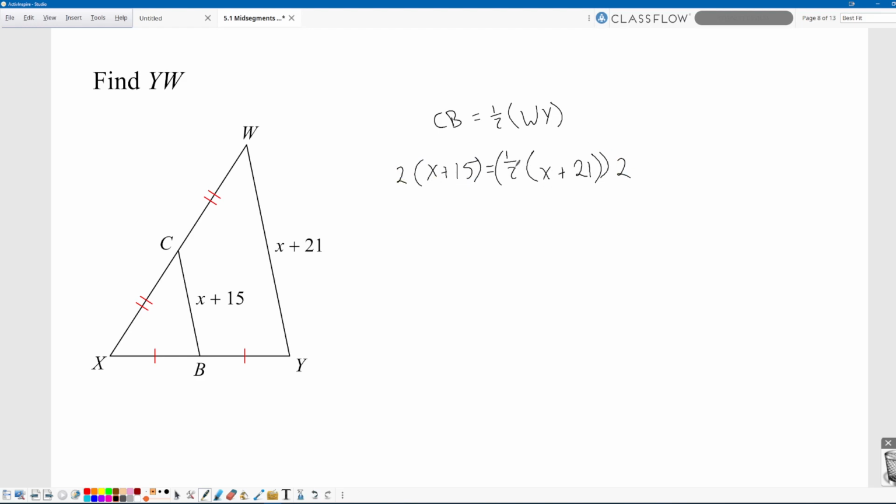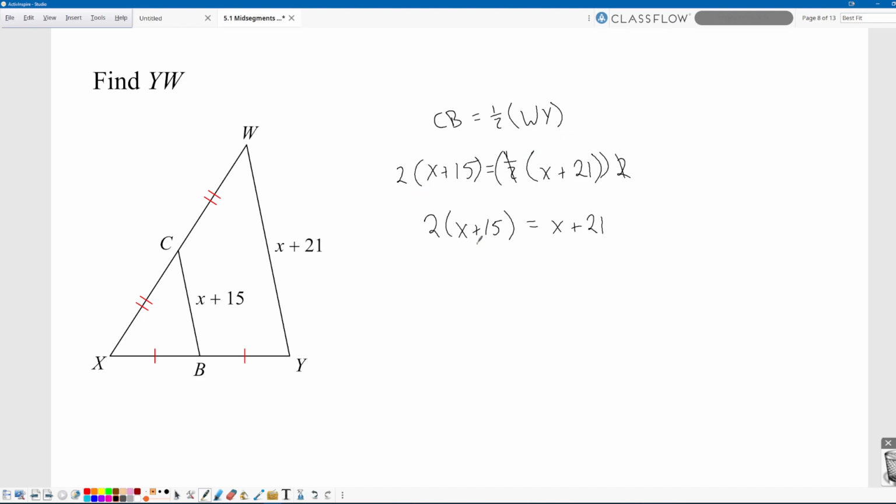When you multiply both sides by 2, this half times 2 cancels out. So you end up getting 2 times x plus 15, which I'll just leave for right now and deal with in a little bit, is equal to x plus 21. You might be asking, well, why would I do that? Purely, the reason is that I just don't want to deal with fractions. So by multiplying by 2, you cancel out the fraction.